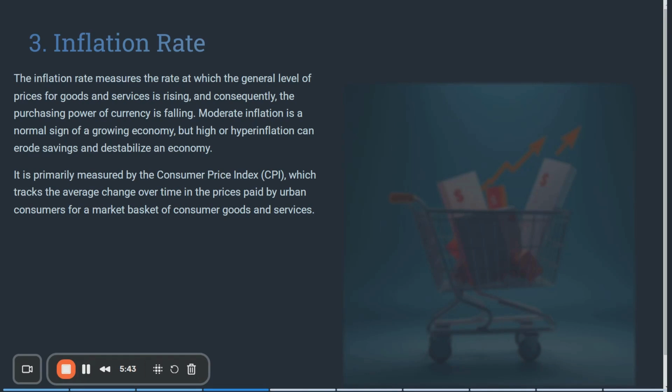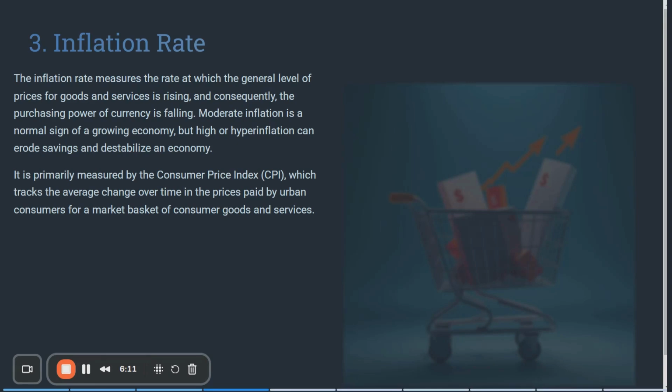It is the primary measure by which the consumer price index, which is CPI, tracks the average change over time in the price paid by an urban consumer for a market basket of consumer goods and services.